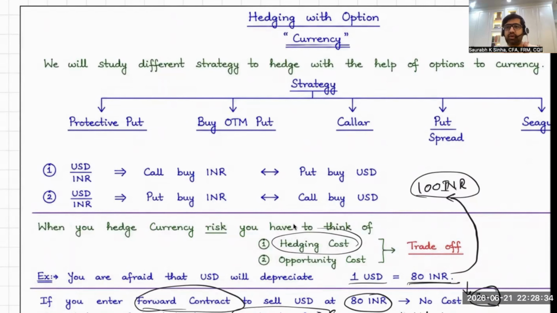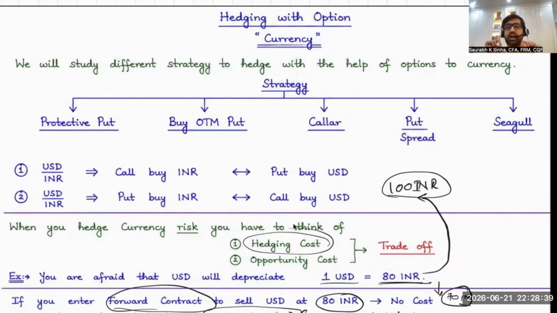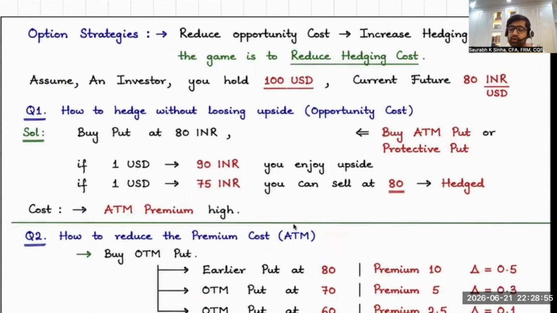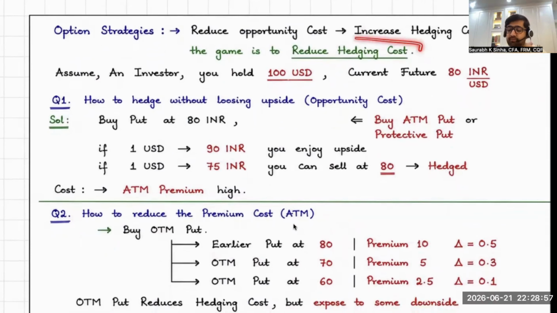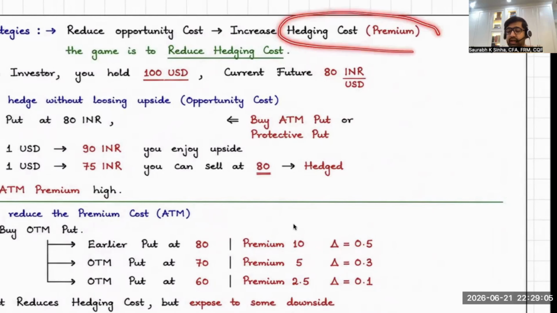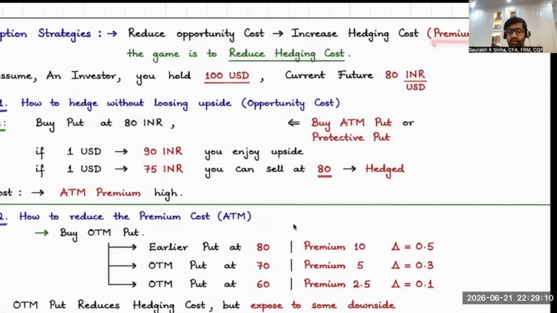And that's why there are different kinds of strategy. So why different kinds of strategy? The different strategies have a motive to reduce the hedging cost, but at the same time enjoy the upside. And yes, you cannot do both at the same time. So what is the game? The game is to reduce the hedging cost. Why are we so critical about hedging cost? We are critical because in options, you will increase the hedging cost compared to the forward contract because there is premium.